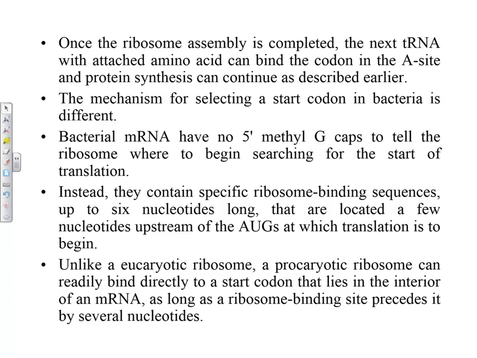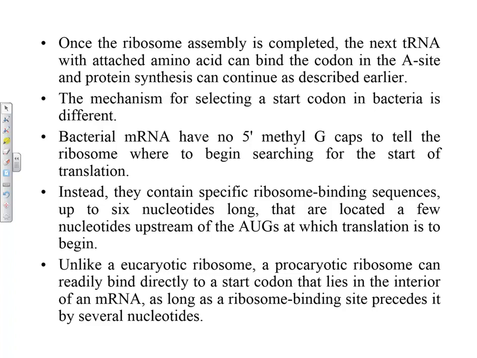And the mechanism for selecting a start codon in bacteria is a little bit different. It doesn't go looking just for AUG. Bacterial mRNAs have no 5' methyl G caps to tell the ribosome where to begin searching for the start of translation. Instead, they contain specific ribosome binding sequences up to 6 nucleotides long that are located a few nucleotides upstream of the AUGs at which translation is to begin. So unlike a eukaryotic ribosome, a prokaryotic ribosome can readily bind directly to a start codon that lies in the interior of a messenger RNA, as long as the ribosome binding site precedes it by several nucleotides.